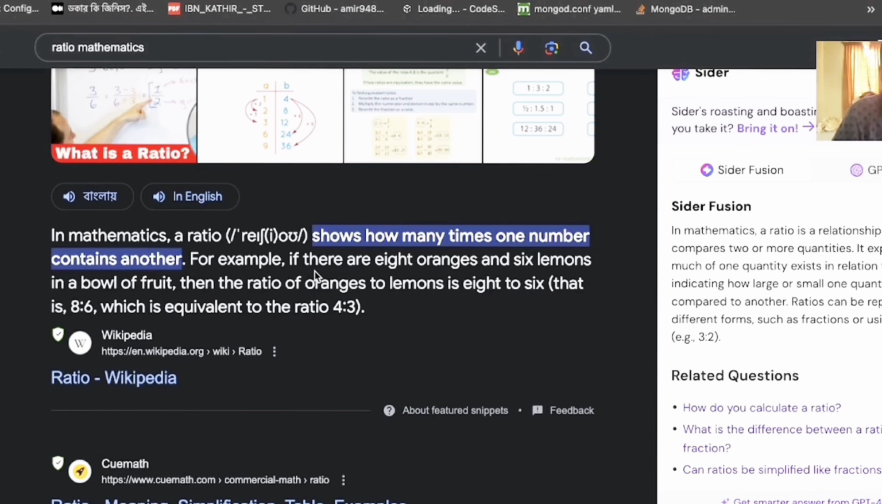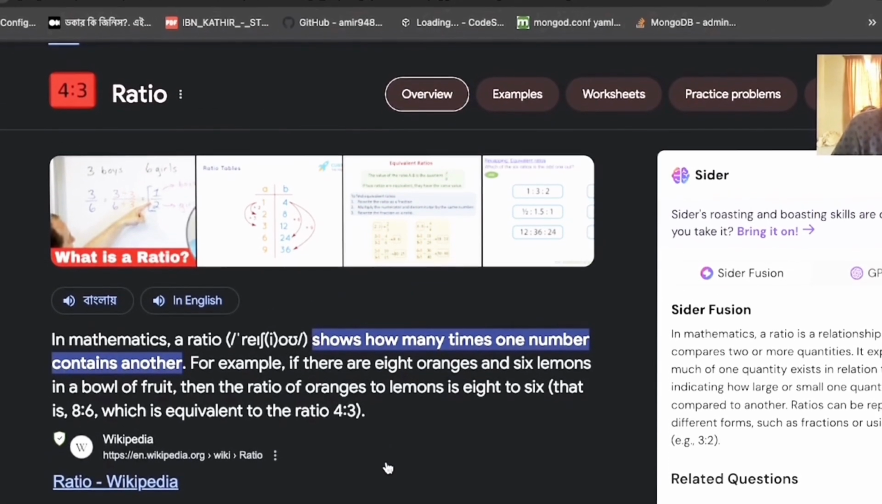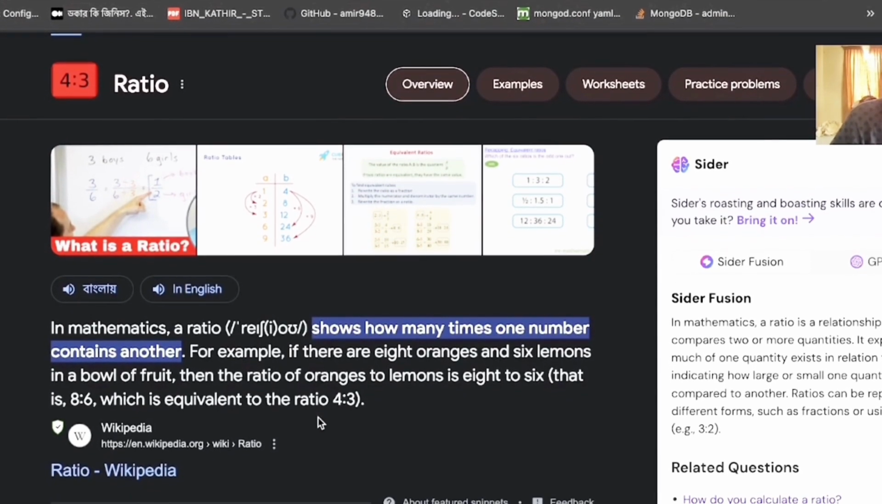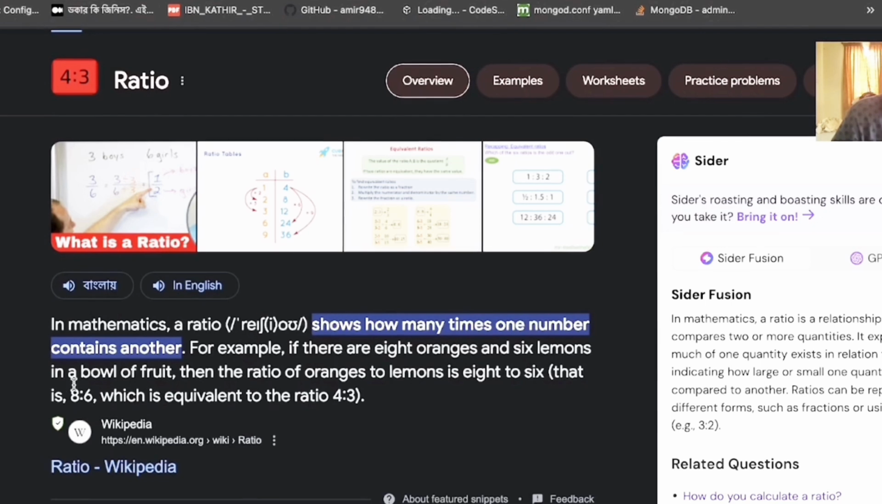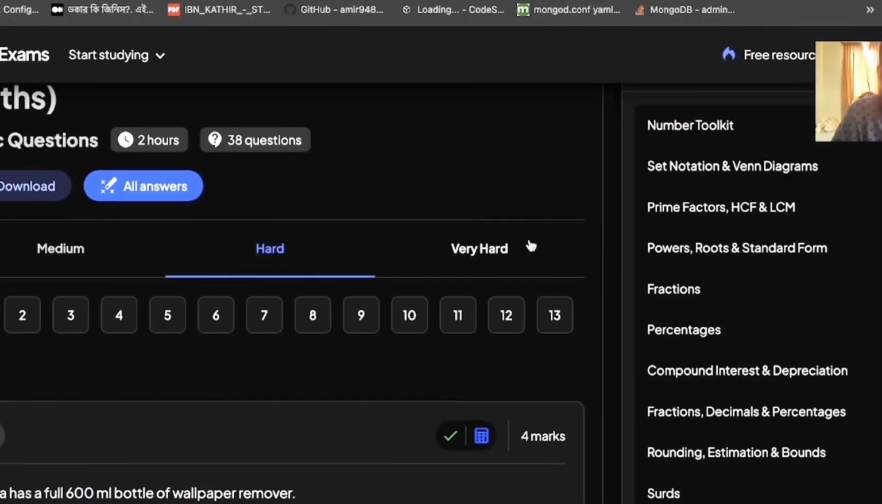For example, if there are 8 oranges and 6 lemons in a bowl of fruit, then the ratio of oranges to lemons is 8 to 6, which is equivalent to the ratio 4:3. So the ratio of oranges to lemons here in this bowl of fruit is 8:6. So for every 6 lemons, there are 8 oranges. I hope you get a brief idea of what a ratio is. Now we'll go to problem solving.